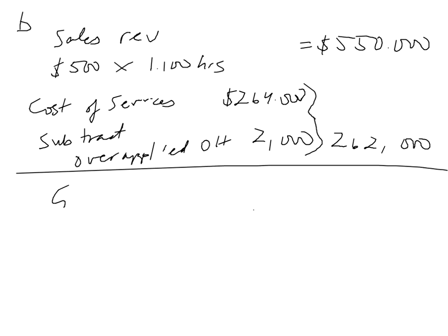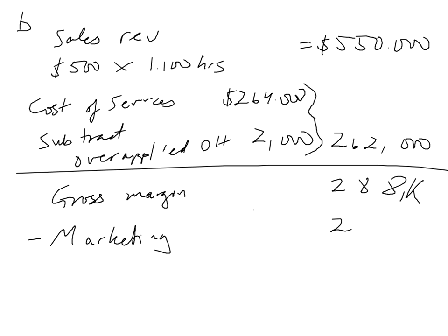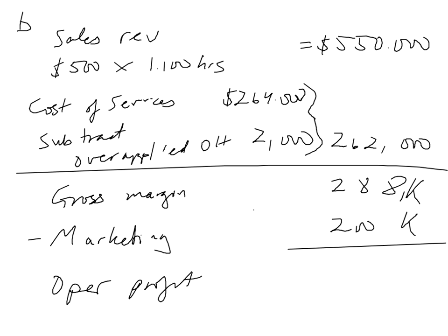So our gross margin is 550 minus 262, which gives us 288. And then we also have to subtract our marketing and administration for 200,000, which was given to us in the fact pattern. So our operating profit is 88,000. All right, so that's Part B.